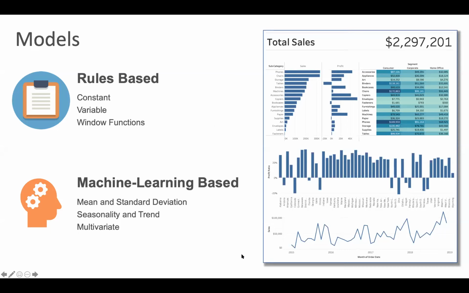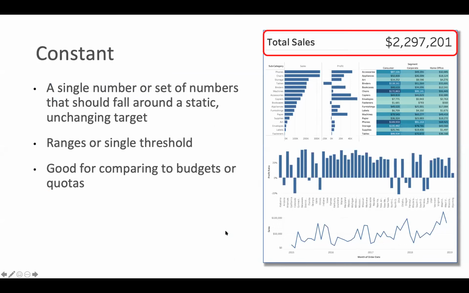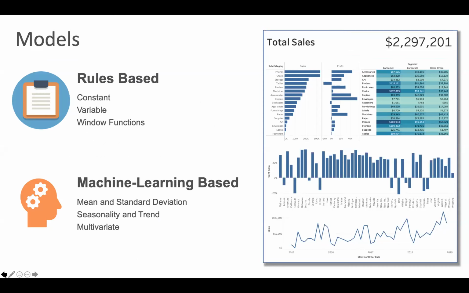One is rules-based. This is where somebody ahead of time is defining some level of what they expect the attribute or the metric to be. And the other is machine learning based, where we're letting the machine and statistics and math and data tell us what it thinks the result should be. Under each of these, we have 3 different model types. One is constant, one is variable, one is window functions. And then under machine learning, it's mean and standard deviation, seasonality and trend, and multivariate.